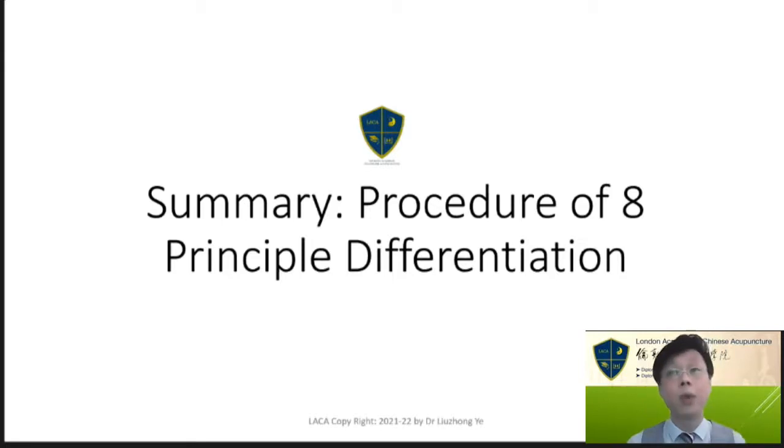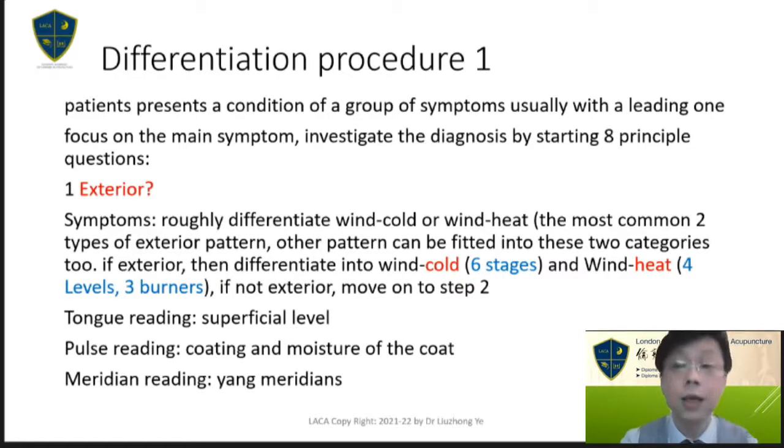Okay. Therefore, when we get all this exterior, interior, and secondary pathology differentiation completed, you actually come to the end of the process of principle differentiation. So therefore, let me give you a summary of how we do this all together. Usually the patient comes to you presenting a condition of a group of symptoms, usually with a leading, focal one. So you focus on the main symptom that the patient presents, then investigate the diagnosis by starting with principal questions.